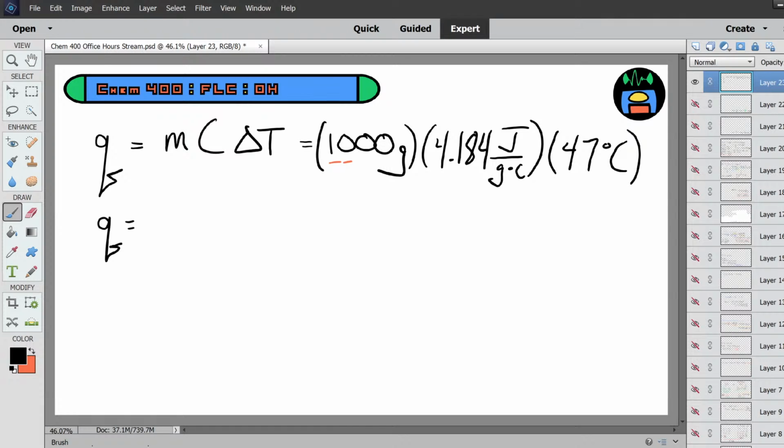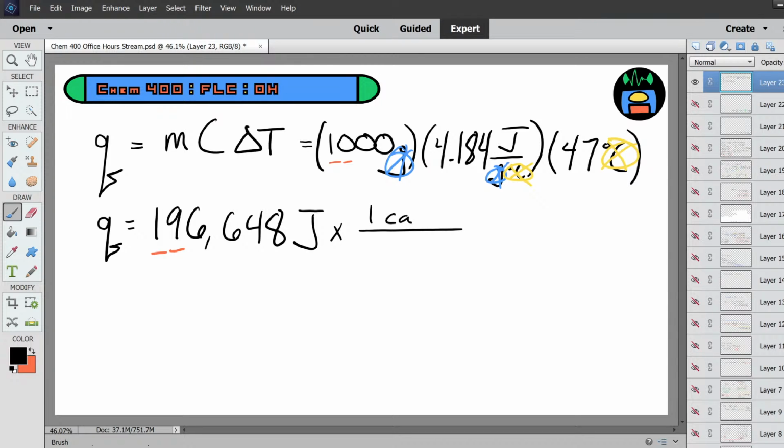So we have 1,000 times 4.184 times 47 is 196,648. I know when you look at your units, grams cancel grams, degrees Celsius cancel degrees Celsius. We're left with joules. Now, I'm not going to round quite yet, because in this problem we were asked to find the calories. So before we round, I'm going to do our last unit conversion. 1 calorie is 4.184 joules. Joules cancel joules.